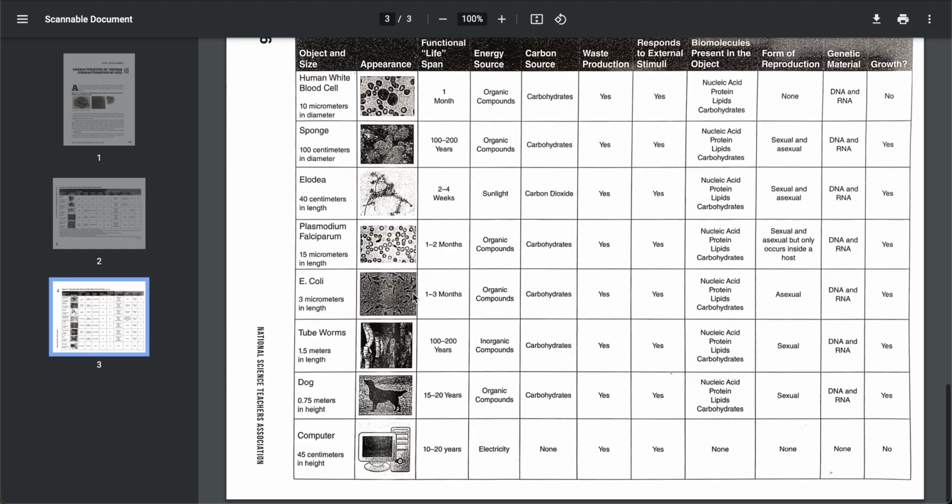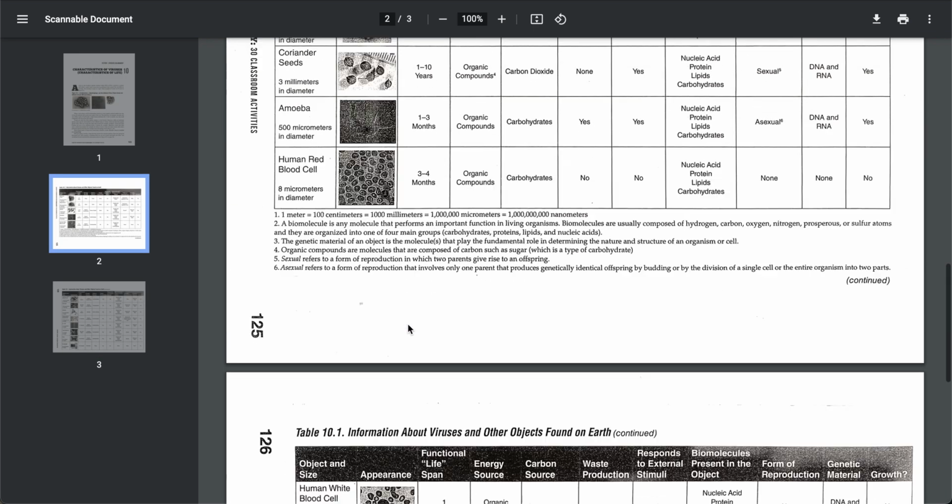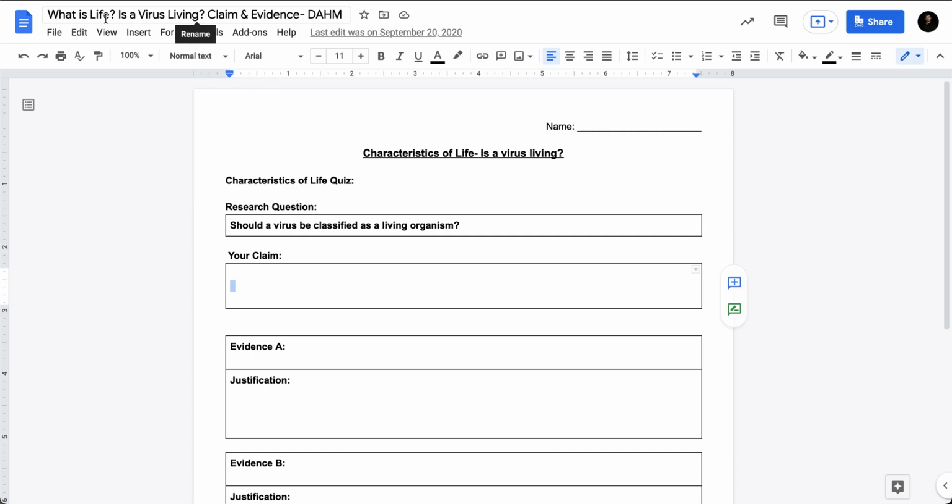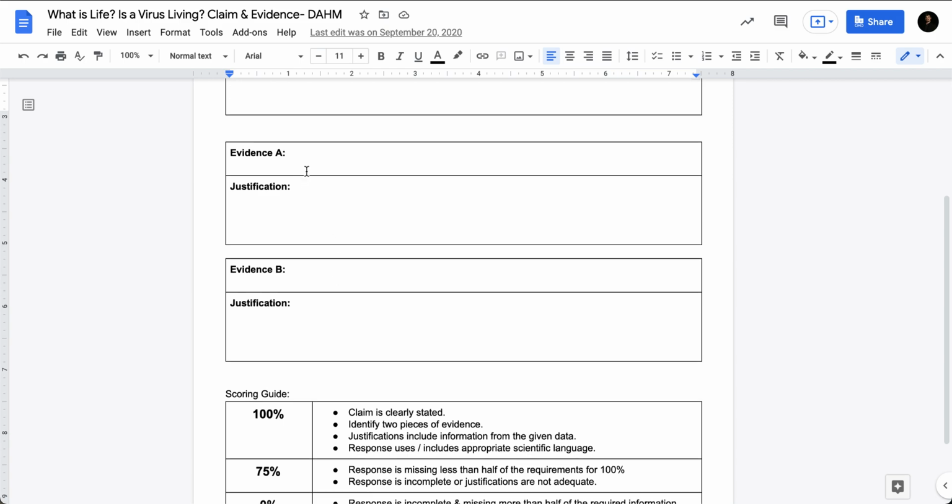Once you get a chance to dig through that, what I want you to do is on Canvas again, there's a doc that looks like this. It says, what is life? Is a virus a living thing? Characteristics of life. So the question is, should a virus be classified as a living organism? There is zero right or wrong answer here. You're making a claim one way or the other. Yes, it is. No, it is not. Once you make that claim, you then need to provide me two pieces of evidence.